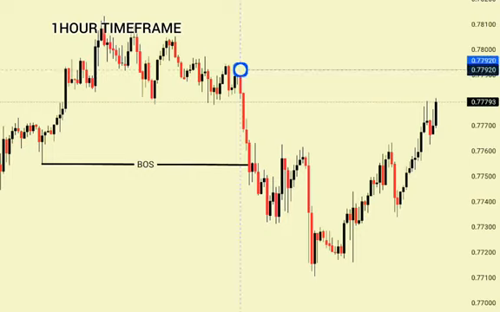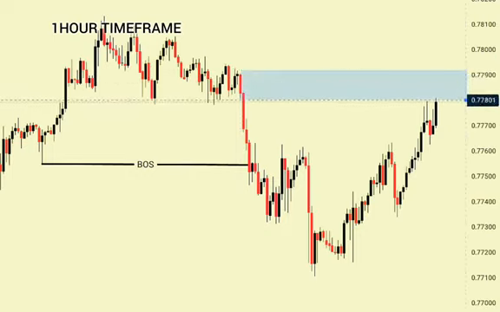Now let's break down the order block on this chart. After the break of structure, price did not continue straight down. Instead, it retraced back into this premium zone. This area marks a bearish order block, the last bullish candle before strong bearish displacement. This candle is important because it represents the zone where institutions placed large sell orders.